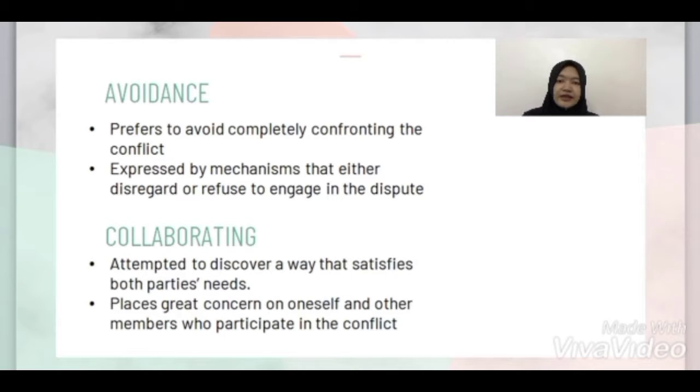As for collaborating, a collaborating management style attempts to discover a way that satisfies both parties' needs. We would look for a solution that ultimately satisfies people and ends up being a win-win situation rather than trying to find a middle ground solution. It is a style that places great concern on oneself and other members who participate in the conflict at the same time. We will need to make it possible for both parties to reach a consensus together after taking the time to consider the problems of both sides.